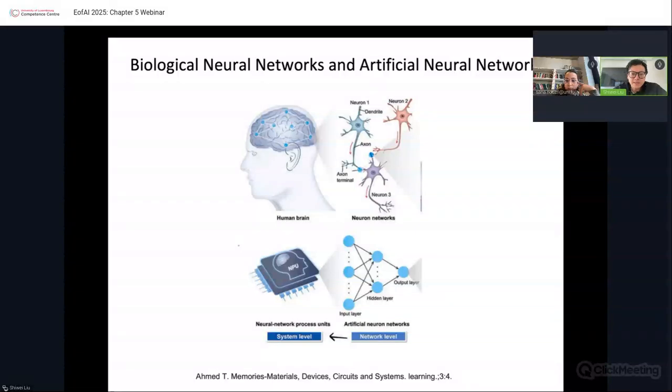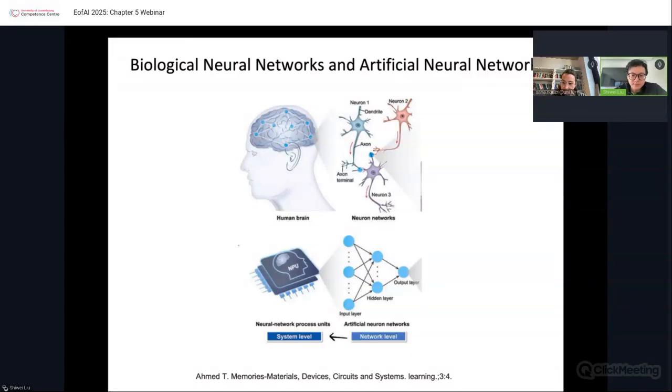One of the fundamental components of deep learning is neural networks. Neural networks are inspired by biological neural networks. As we can see on top is the neural network in human beings. We have different neurons, and different neurons are connected with synapses. Yes, exactly.